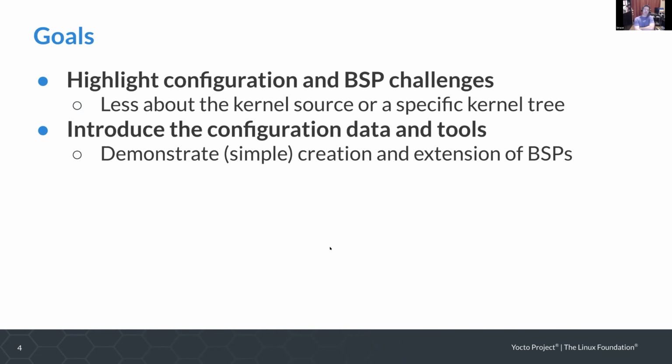So as I mentioned, what I want to do is just highlight and repeat, and anybody who knows me knows I complain and repeat and berate about the configuration and BSP challenges. And it's not about what kernel source or specific kernel tree you choose. You can kind of do what you want there. I won't judge you too much. And then I want to introduce the configuration data and tools, and then show a simple creation and extension of a BSP.